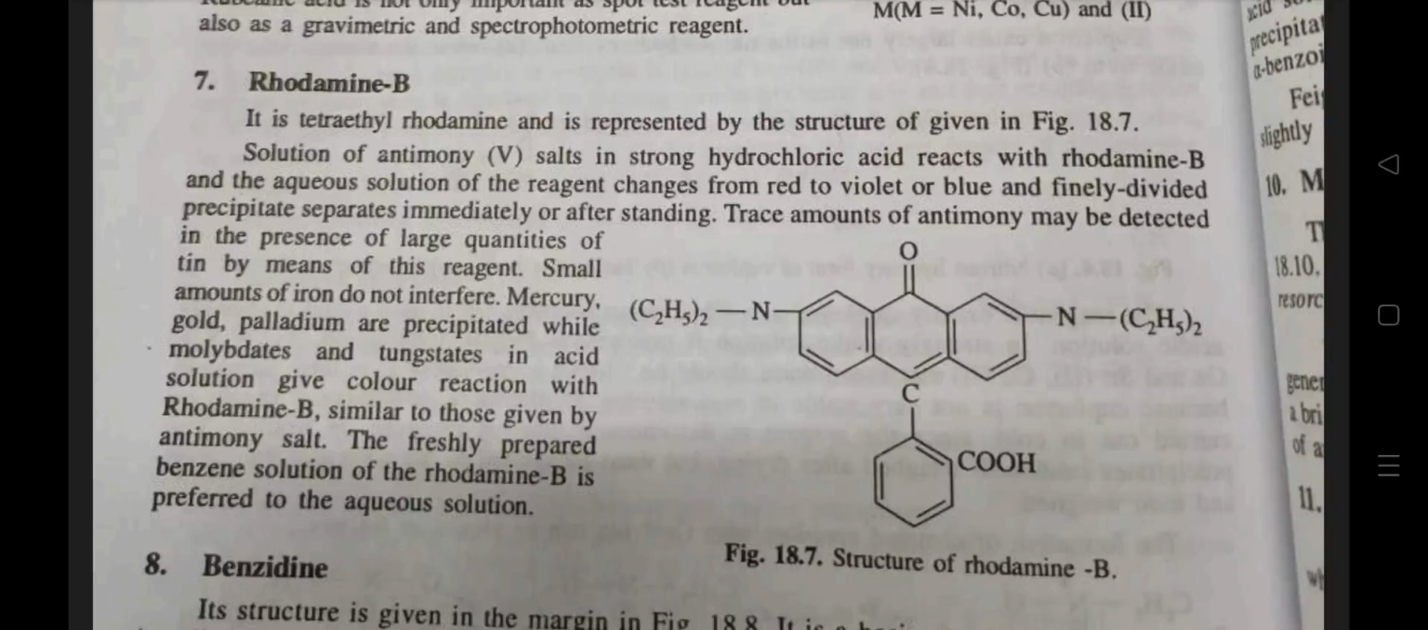Mercury, gold and palladium are precipitated, while molybdates and tungstates in acid solution give color reactions with rhodamine B similar to those given by antimony salt. A freshly prepared benzene solution of rhodamine B is preferred to the aqueous solution.